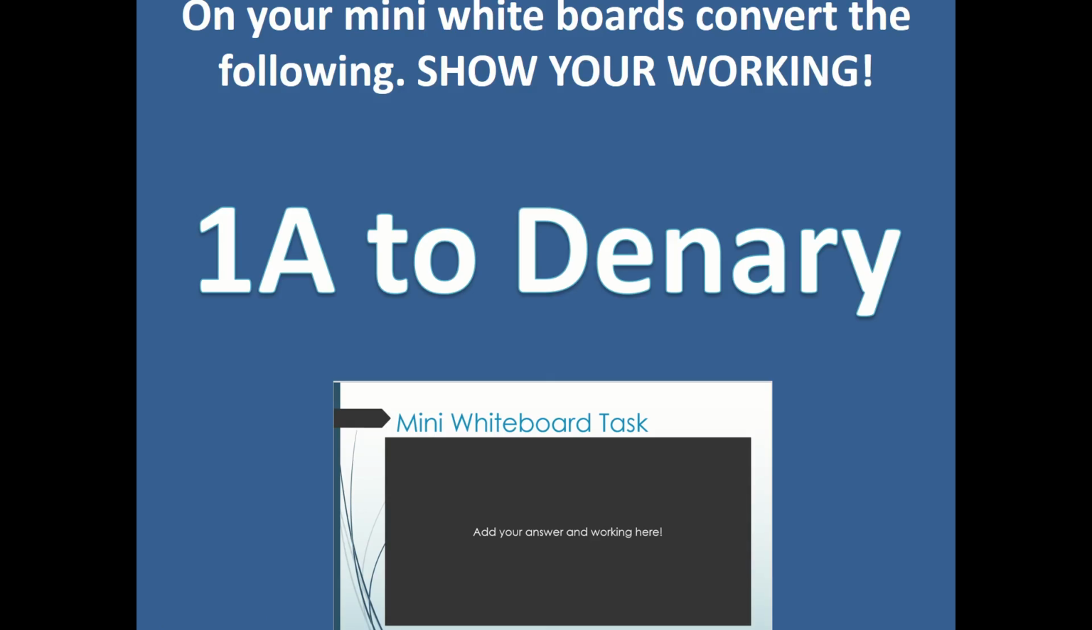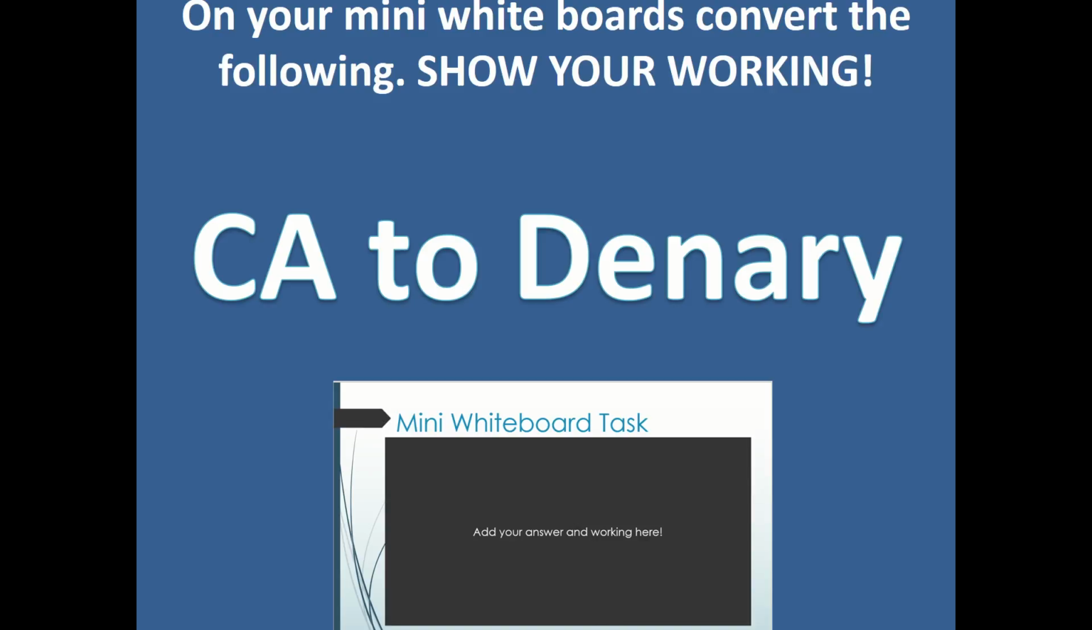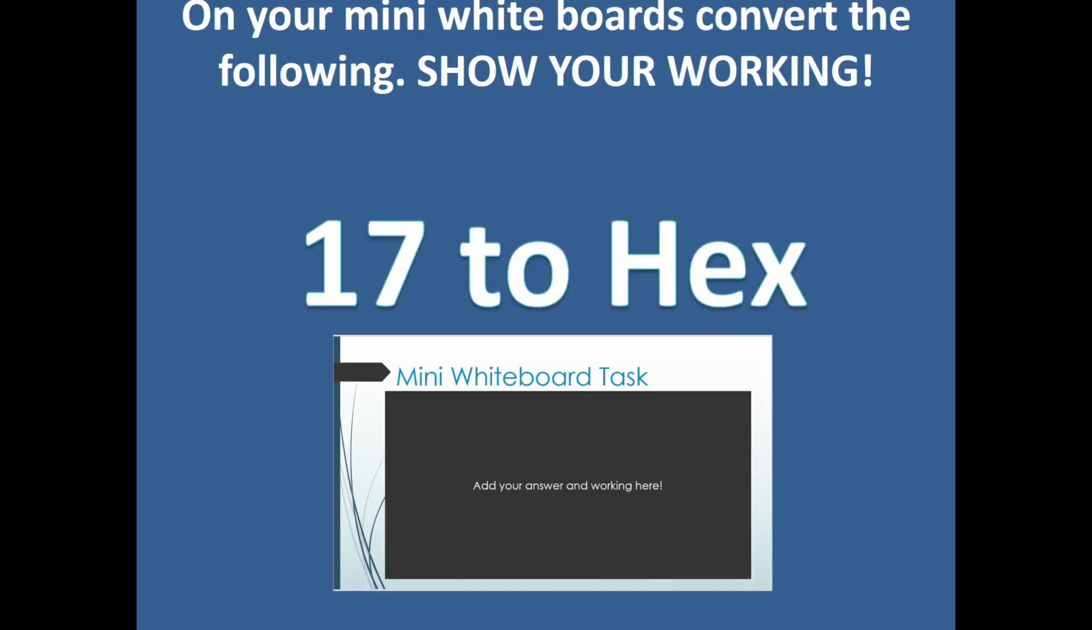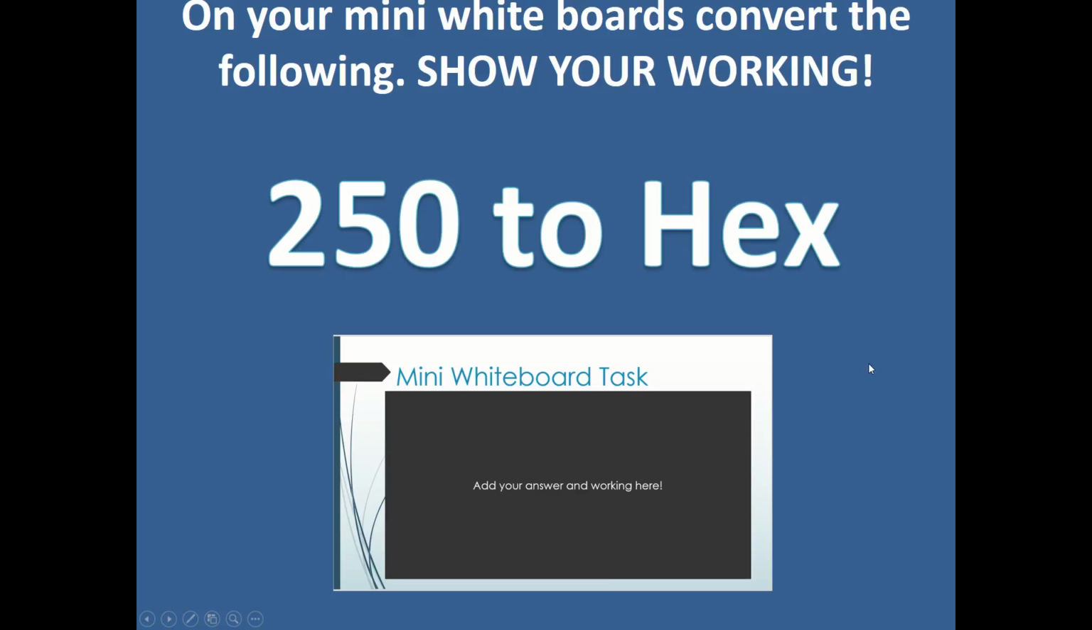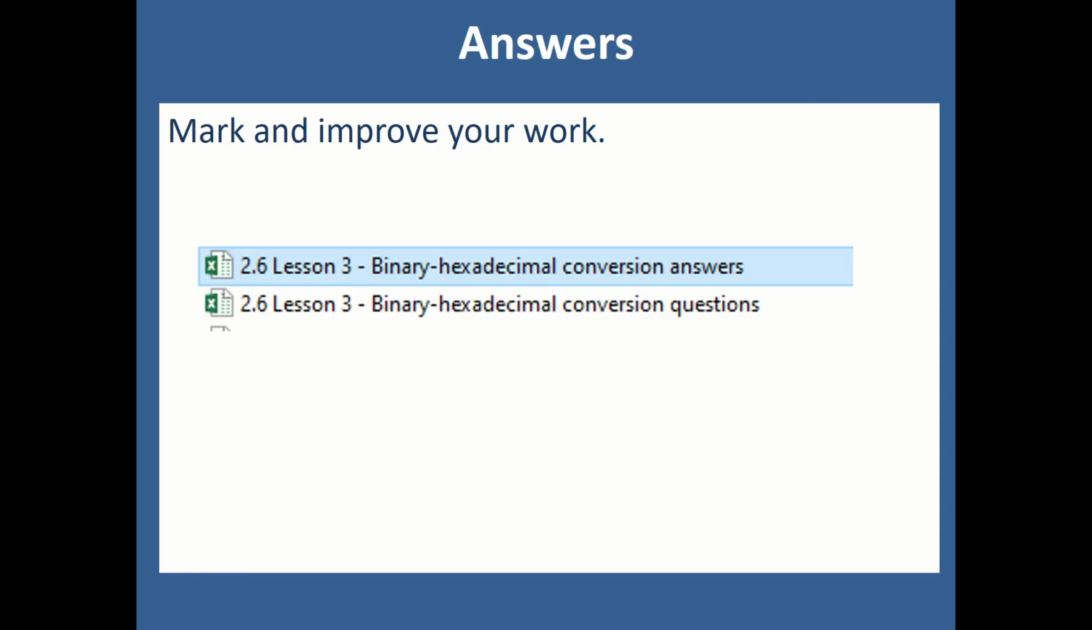Now, I want you to get your mini whiteboards out and you're going to show me your working. Try and write 1A and convert that to denary. Then B2, then CA to denary, then 17 from denary to hex, and 250 from denary to hexadecimal. If you go into Google Classroom, I want you to try the binary conversions. See if you can turn them to hexadecimal. Pause the video and complete that now.